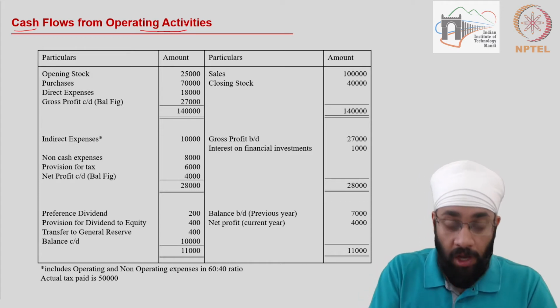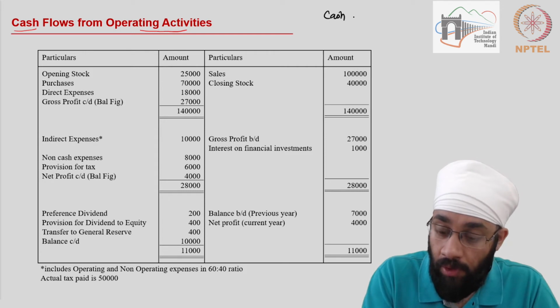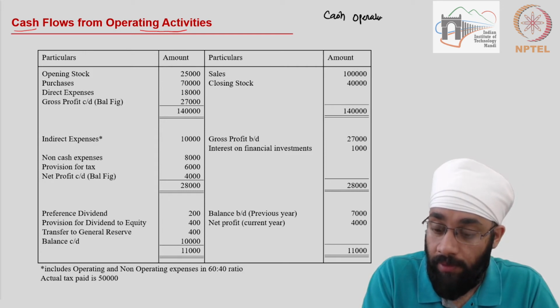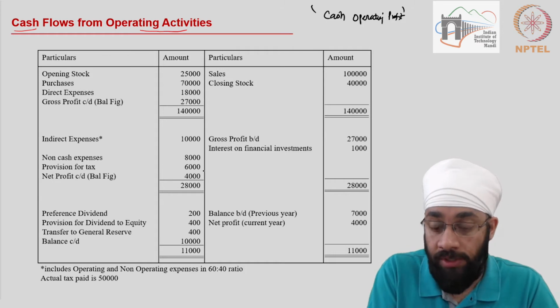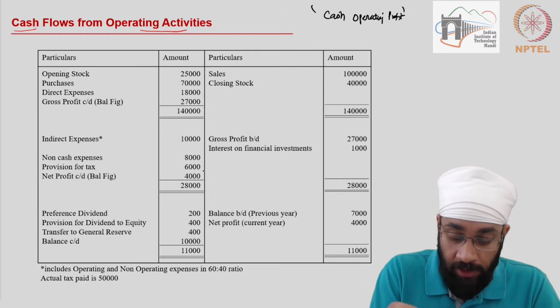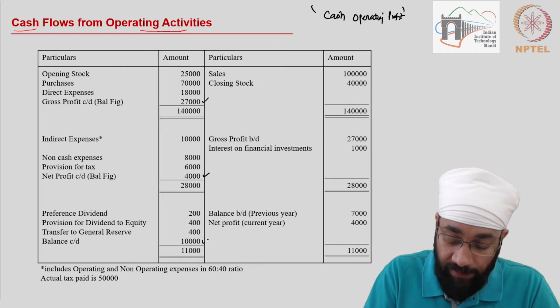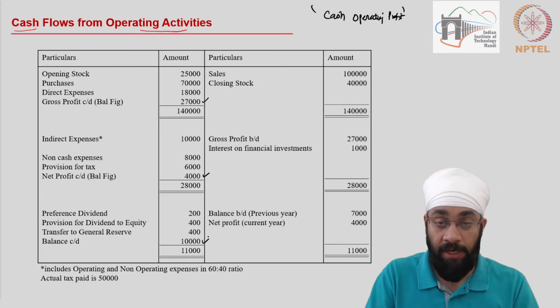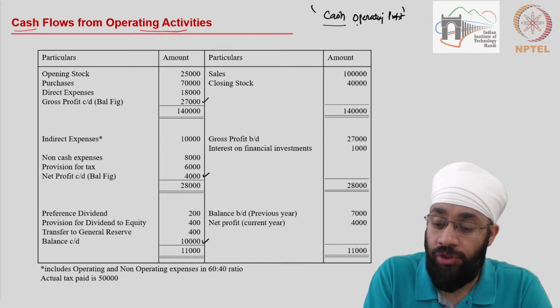What is our goal? Our goal is to reach at cash operating profit. This statement gives you a profit. However, our goal is to reach at a cash operating profit during the year. In this statement, we have a gross profit number, a net profit number, and a final balance in the profit and loss account. We are trying to reach at cash operating profit during the year.